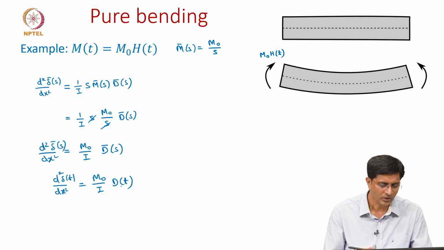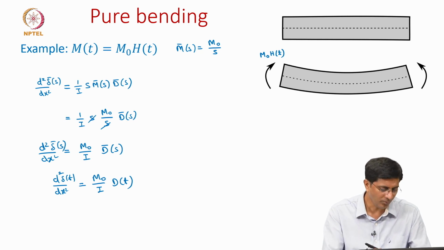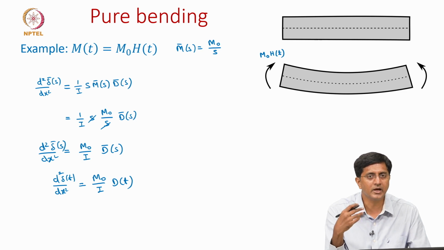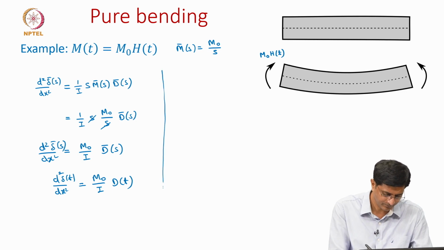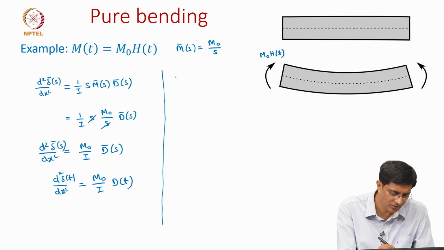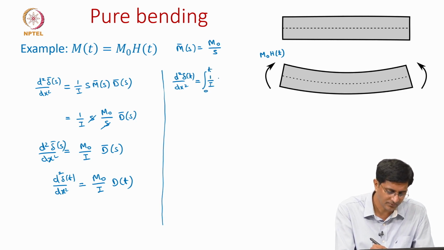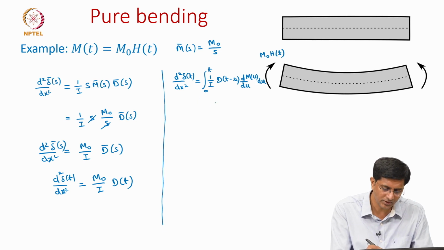Okay. Now, let us derive the formula by applying directly the time domain integration formula that we have seen in the previous slide. So, in the previous slide we showed that in the time domain it is given by this integral 0 to t, 1 by I times D of t minus u times d by du of M of u times du. So, in this we need to find what is dM by du.